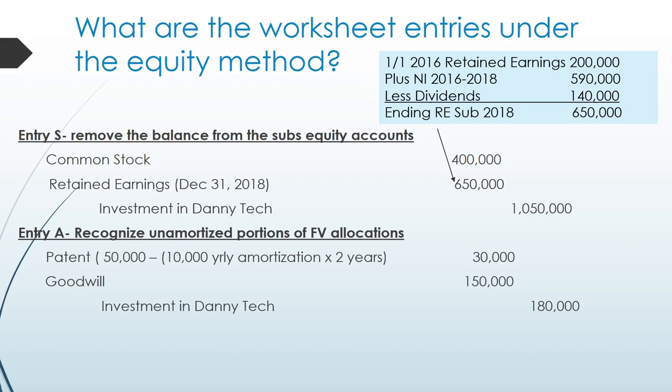Entry A, we recognize unamortized portion of the fair value allocation. So the patent now, 2 years have gone by, and we're at the end of the third, but what we're going to have to do is look at what would be the patent value at the beginning of 2018, which would be $50,000 minus 2 years of $10,000 each, giving us a $30,000 balance. Goodwill would have not been adjusted except if there's impairment, and then we take that against the investment in Danny account.